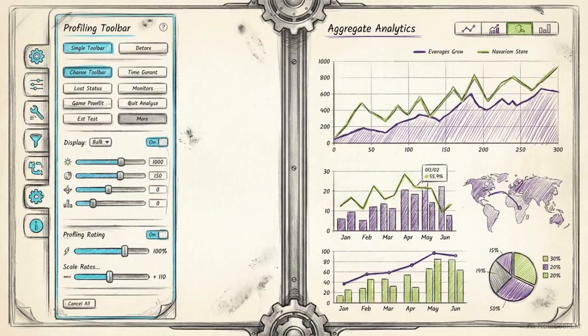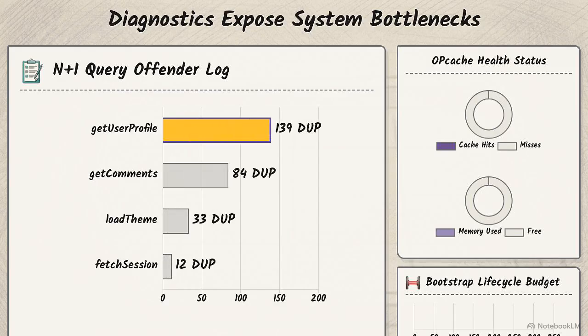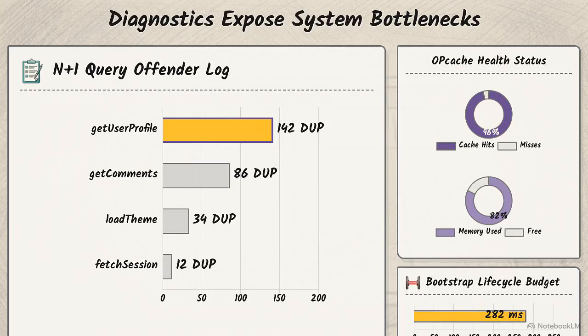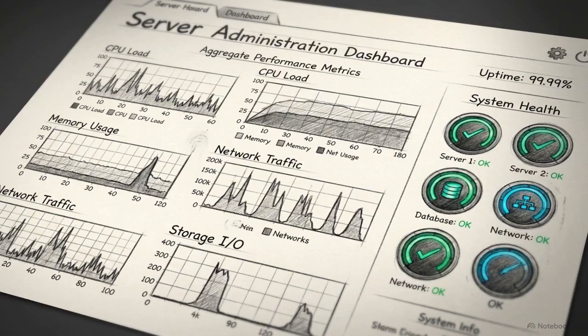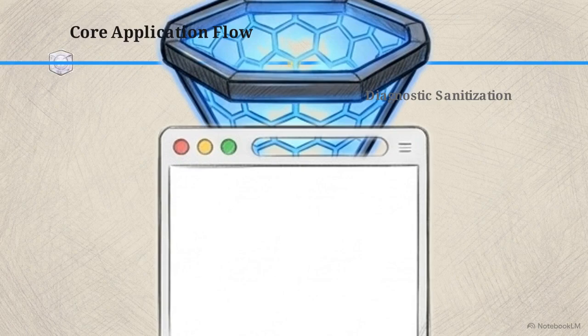Single-page profiling is useful, but systemic performance issues often only become visible when looking at aggregate data. By compiling this data, the system can generate systemic N+1 query leaderboards, track OPcache health, and identify bootstrap time violations. Shifting from single request isolation to aggregate analytics allows developers to locate systemic bottlenecks without introducing database overhead that could destabilize the host. This macro-level view shows the complete secured lifecycle.